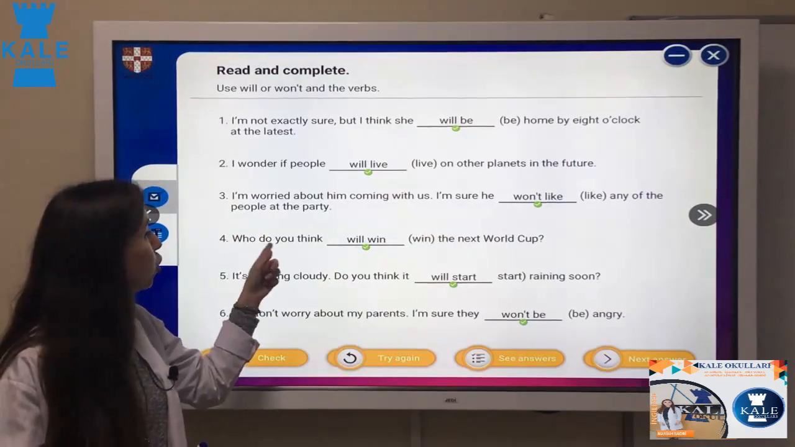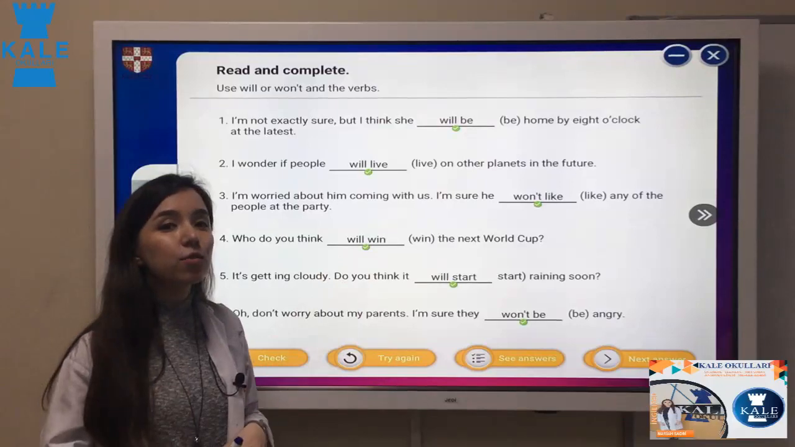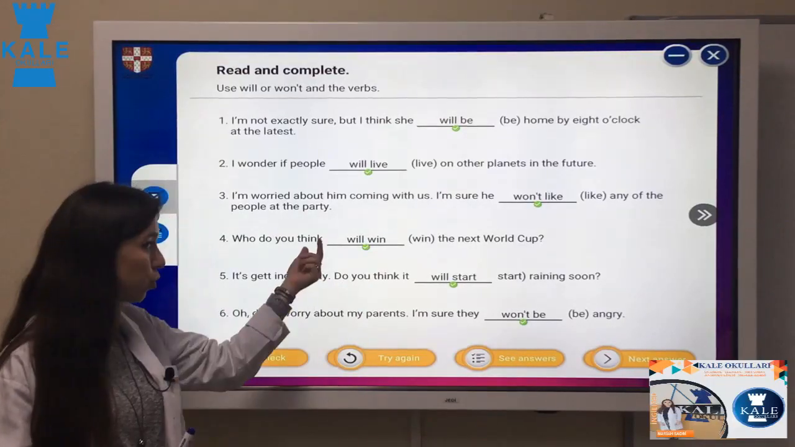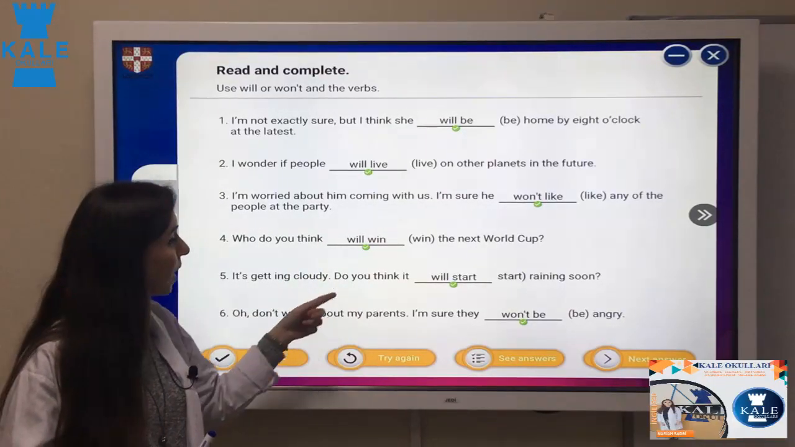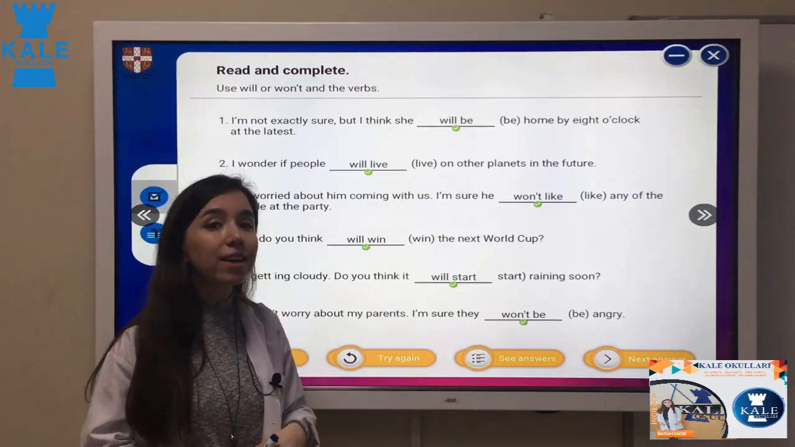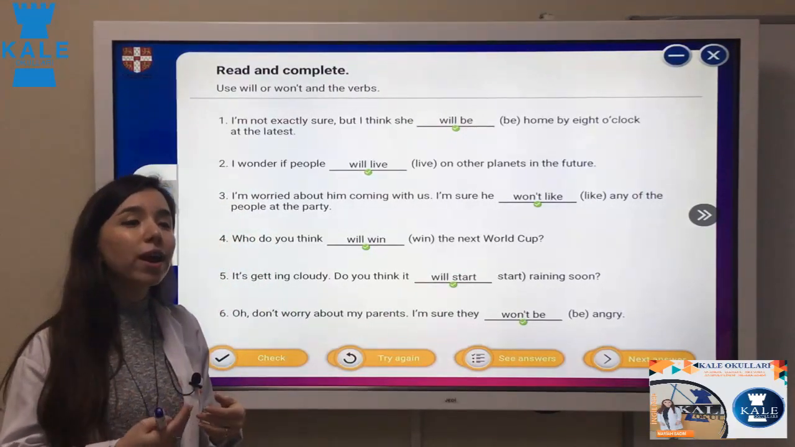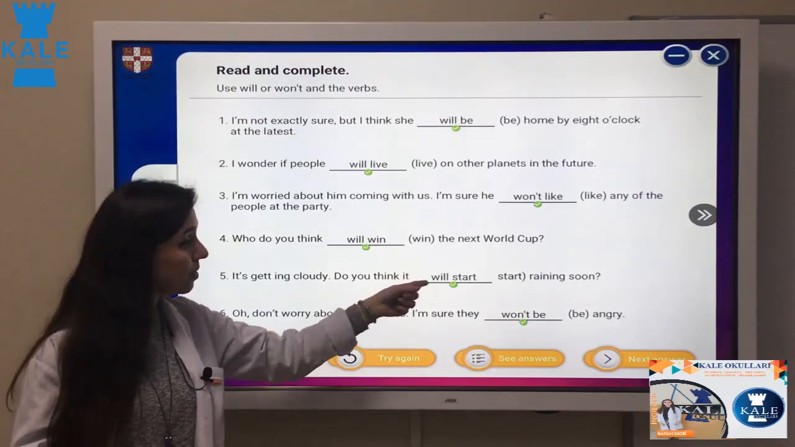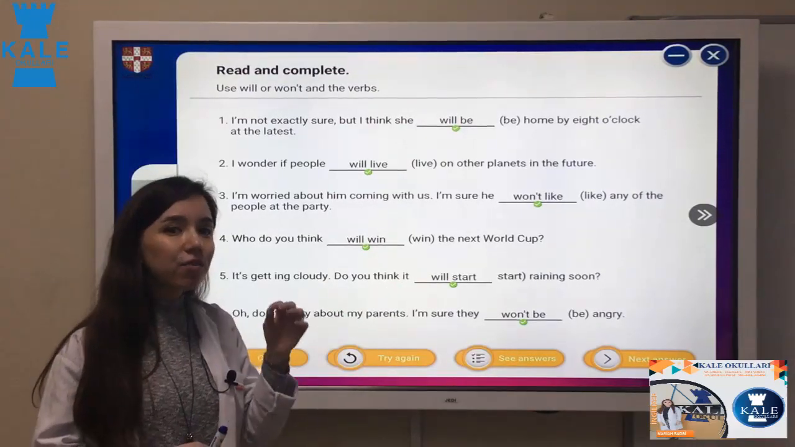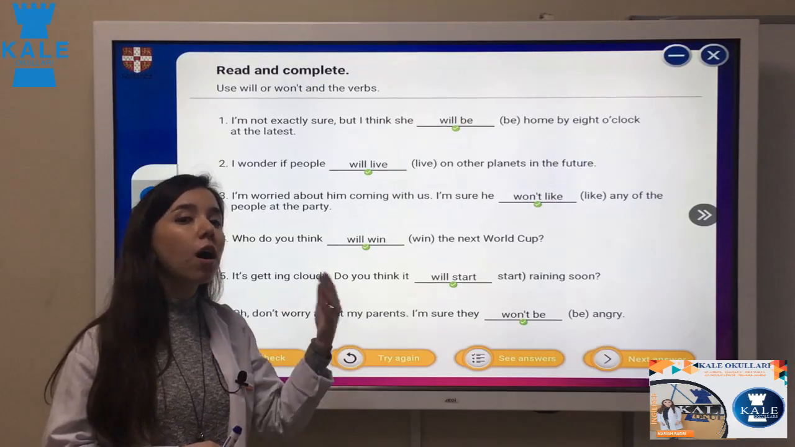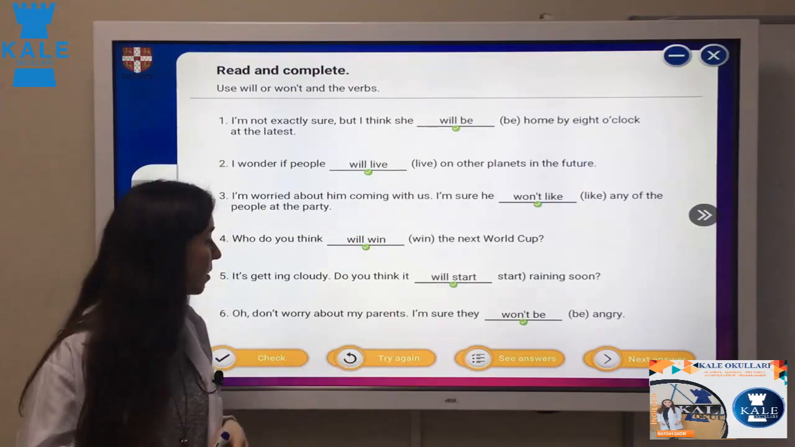Or number 4, who do you think will win the next World Cup? We are talking about World Cup, so it's positive. It's getting cloudy. Do you think it will start raining? So because it's cloudy, yes, it's obvious that it's going to rain. But we are not sure. Because of that, here we use will. If we are sure, we are going to use are going or is going, yes?